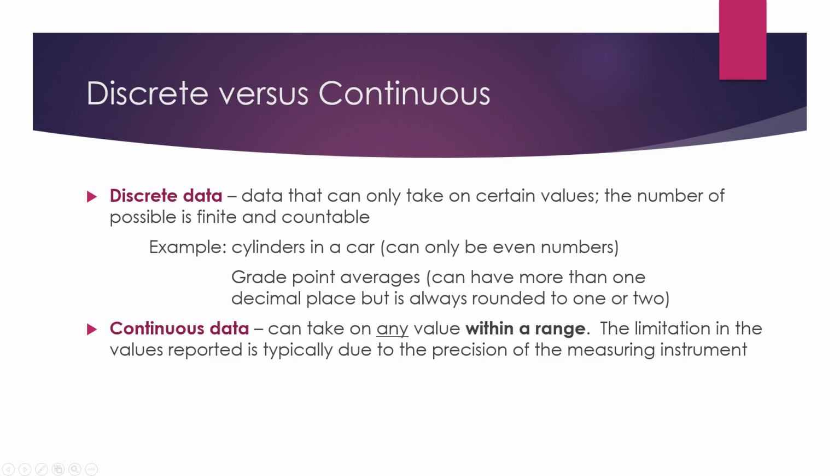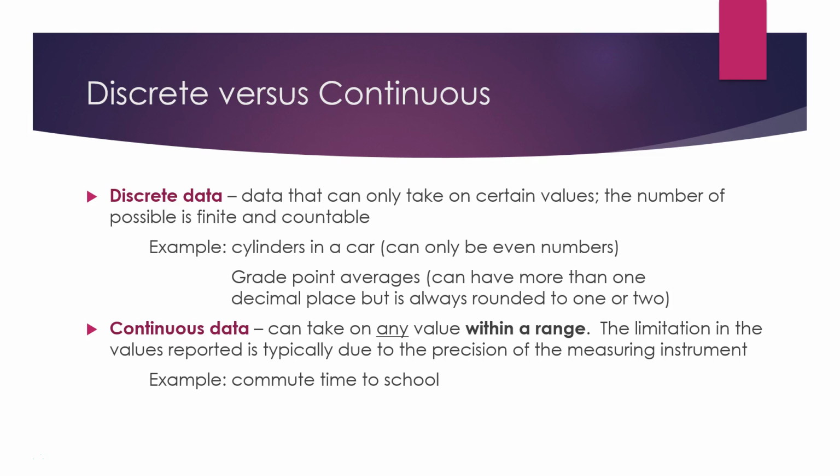Continuous data can take on any value within a range. The limitation in values is due to the precision of the measuring instrument that is used. So for example, commute time to school will be an example of continuous data. If I use the stopwatch to time my commute to school, I may end up getting a time of 15.22 minutes. The only reason that I stop at 2 decimal places is because that's where the stopwatch ends.